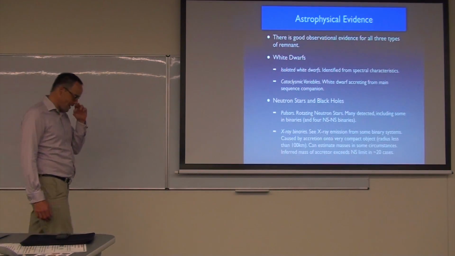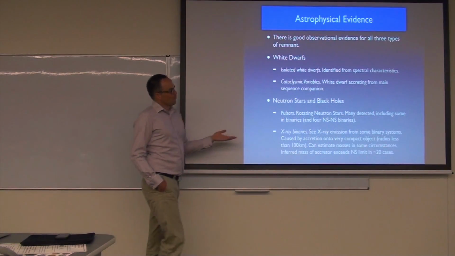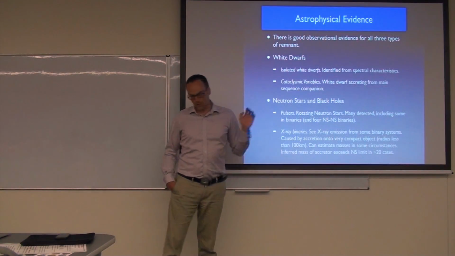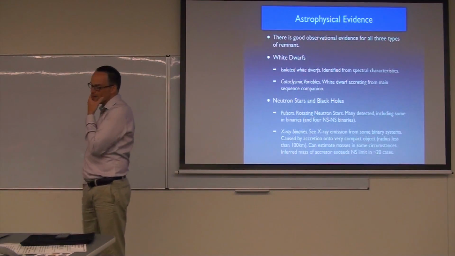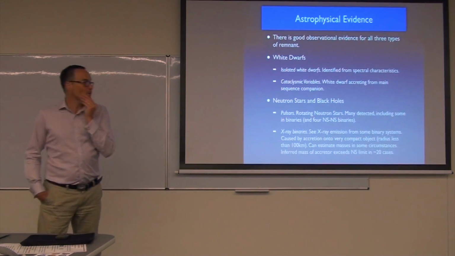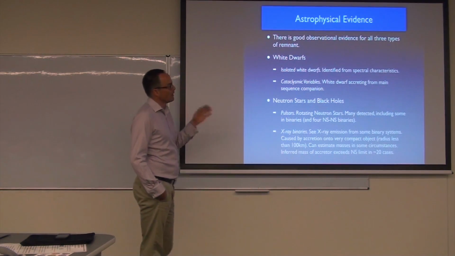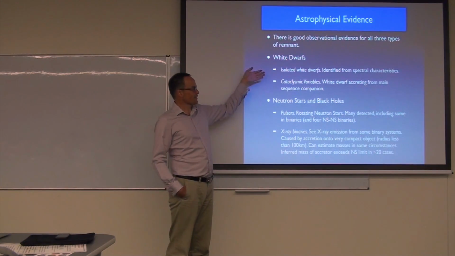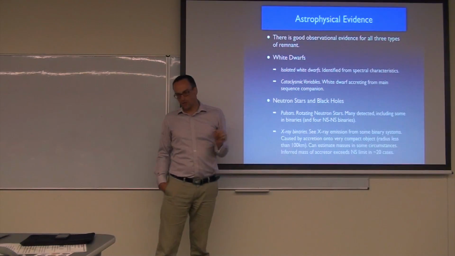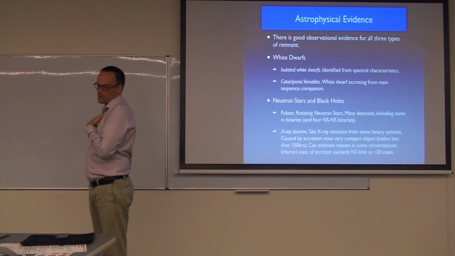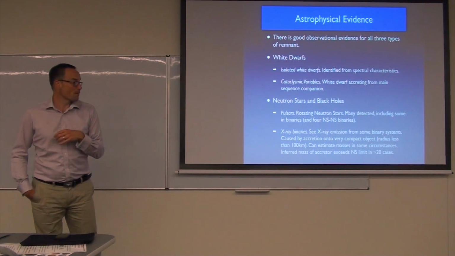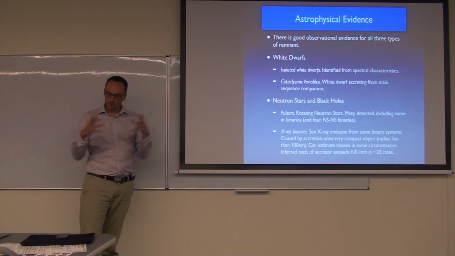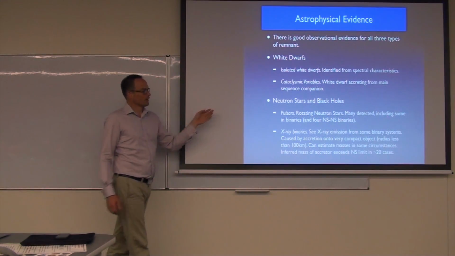Okay, so prior to LIGO's observations, we had good observational evidence for all of these types of compact remnant. White dwarfs, we see lots of them. You can identify isolated white dwarfs from their spectral characteristics in light. And we also have these things called cataclysmic variables, which are white dwarfs that are accreting from companions, and these are stars that appear to pulsate regularly.